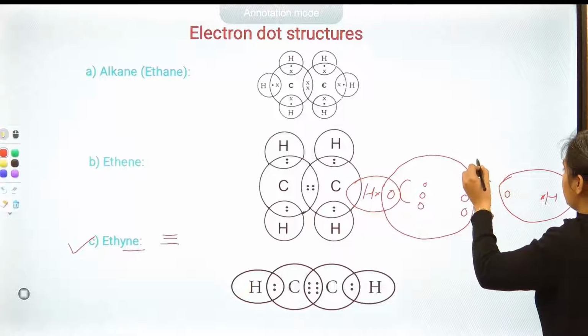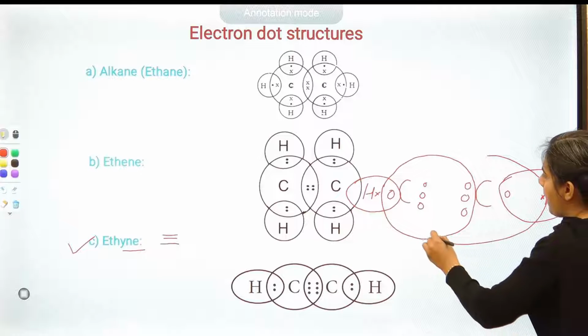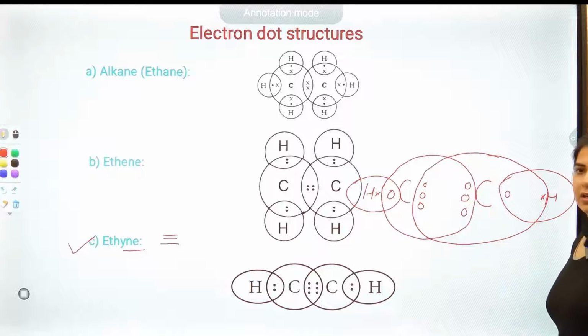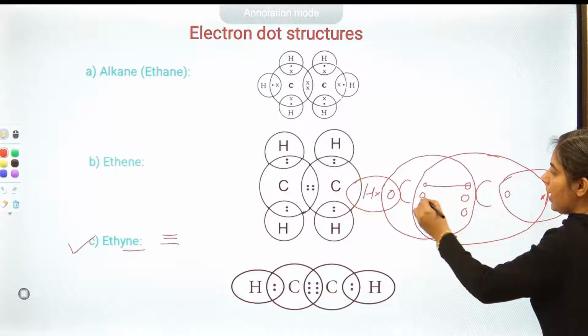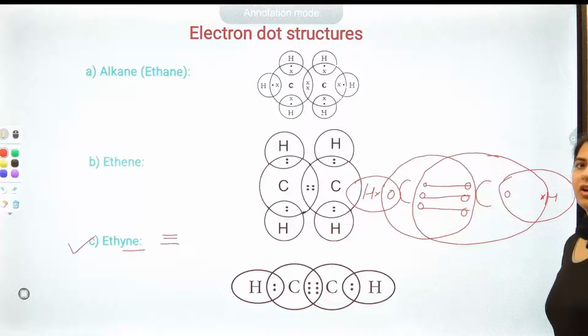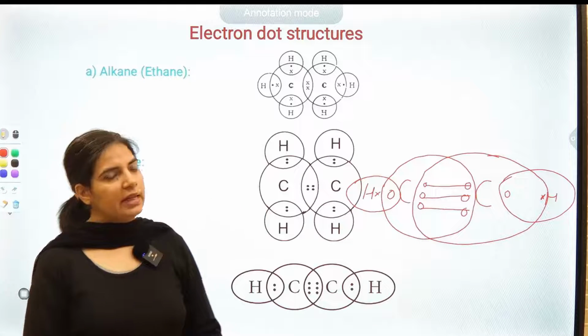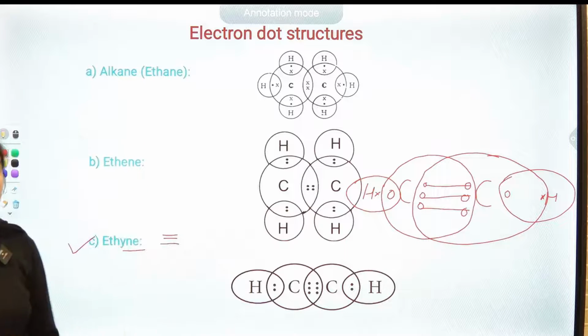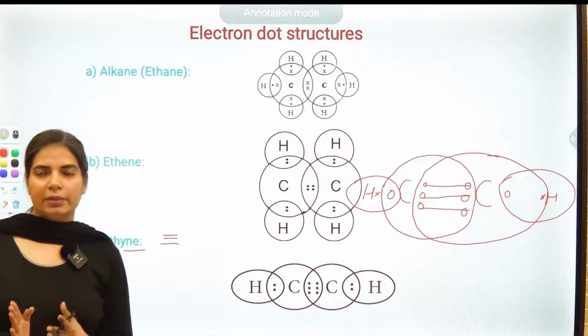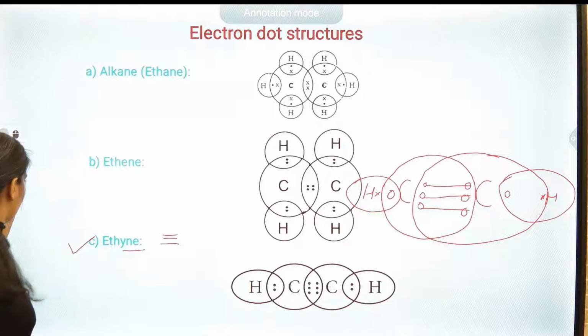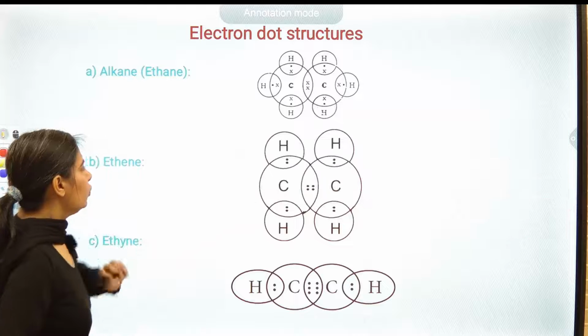Same in that case. So here we are having carbon-carbon triple bond. And this is the case of ethine, where the triple bond is forming between 2 carbon atoms. Let's move to next slide.